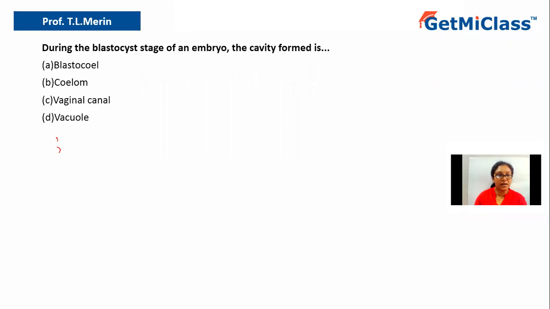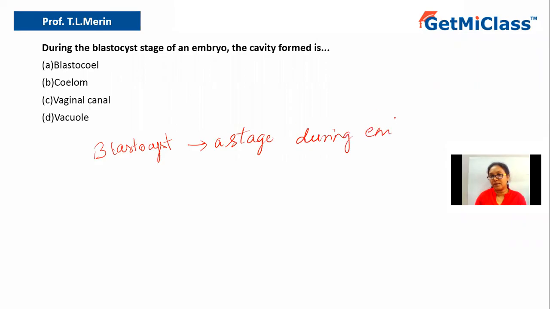So what do you mean by blastocyst stage? Let us first talk about the blastocyst stage. Blastocyst stage is a stage which is formed during embryo development. There are different stages which happen. So this is a stage during embryo development, or you can say embryogenesis.